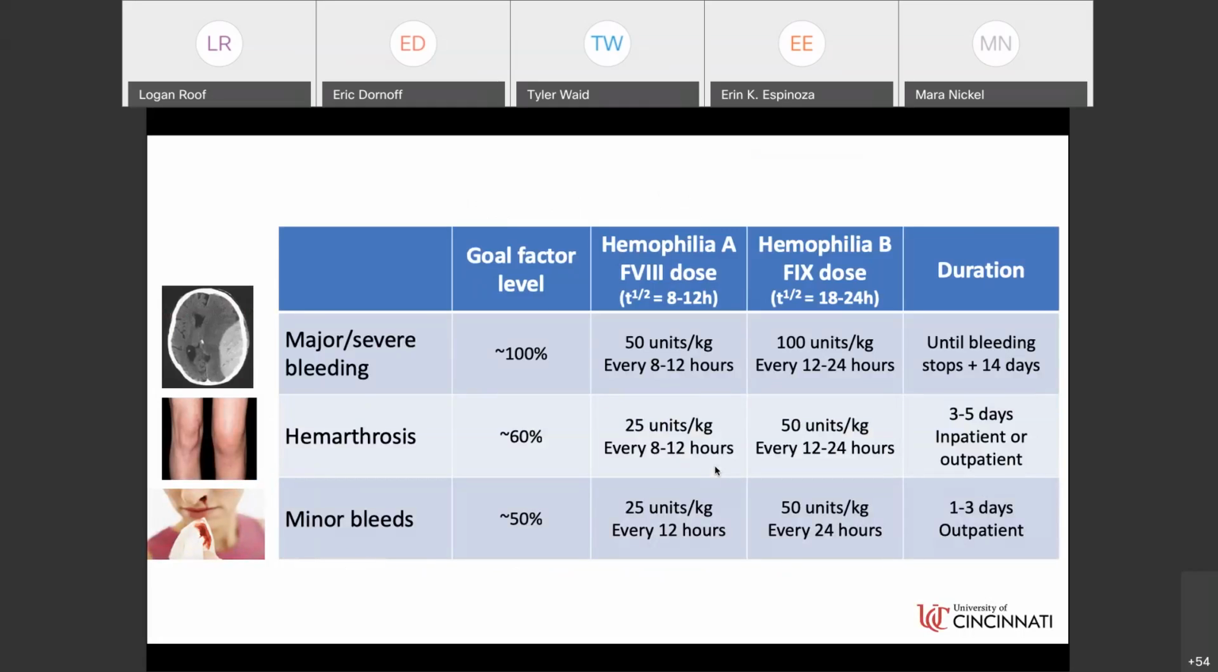So in very broad terms, we think about their bleeding history or presentation in terms of major bleeds, moderate bleeds like hemarthroses, and minor bleeds, which can be mucocutaneous. And you can see that the goal factor level we reach goes up with the more severe bleeds. We give more frequent dosing and higher dosing the more severe the bleed, and we keep them in the hospital longer for that treatment the more severe the bleed.